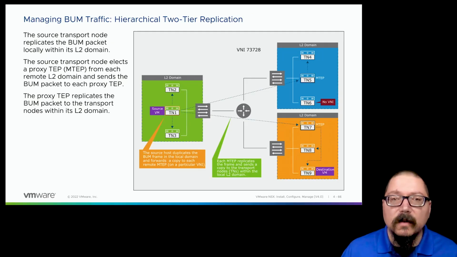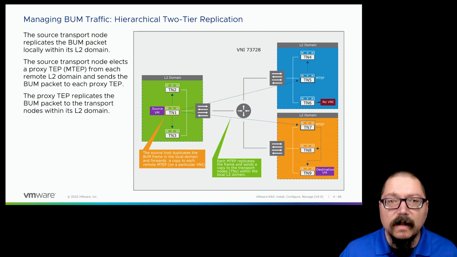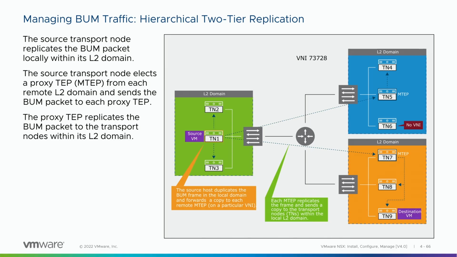But what transport node 1 does is it'll create a Geneve packet to send to transport node 7, its proxy. And it'll have a Geneve option set, one of those variable length options that we saw, that says, replicate this, please. And so when transport node 5 receives a copy of that Geneve packet and it starts processing the Geneve header, it sees that flag that says, please replicate.